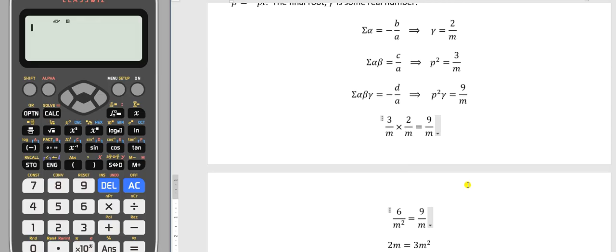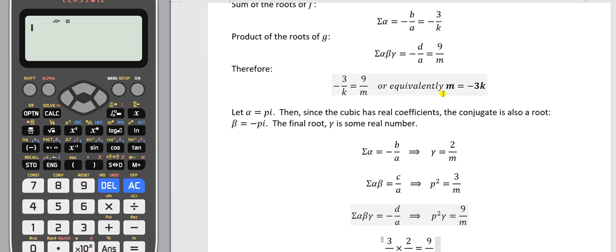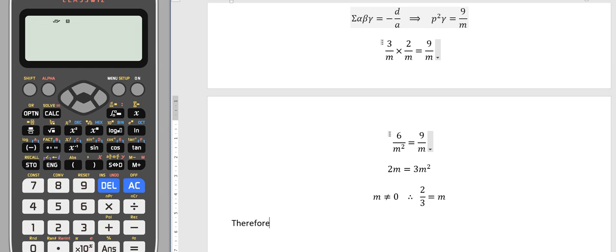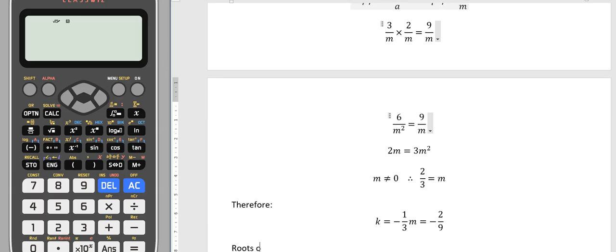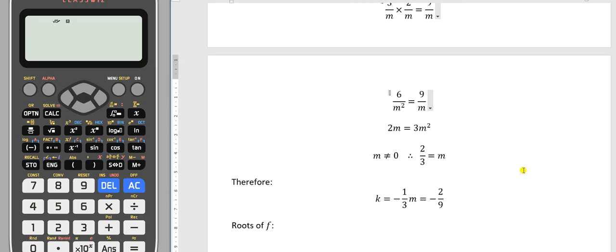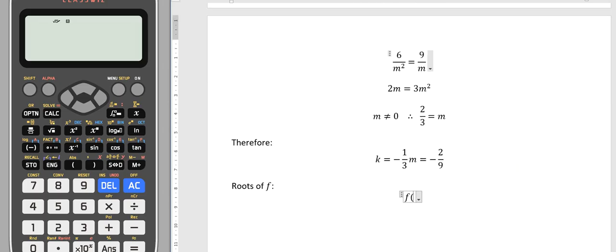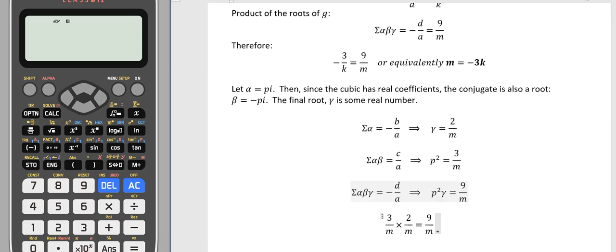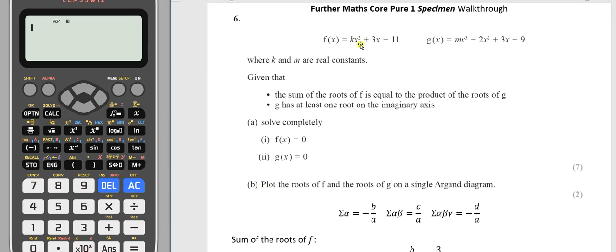Now we've got 2/3, a lot of other things will start falling into place. For instance, m is equal to minus 3k. So we can say k is minus 1/3 of m, which is minus 2 over 9. Now we've got k. We can find the roots of f straight away. You might have noticed, because f is a quadratic, it's going to be a nice, easy one to solve. Minus 2/9 of x squared, because it was kx squared, plus 3x minus 11.